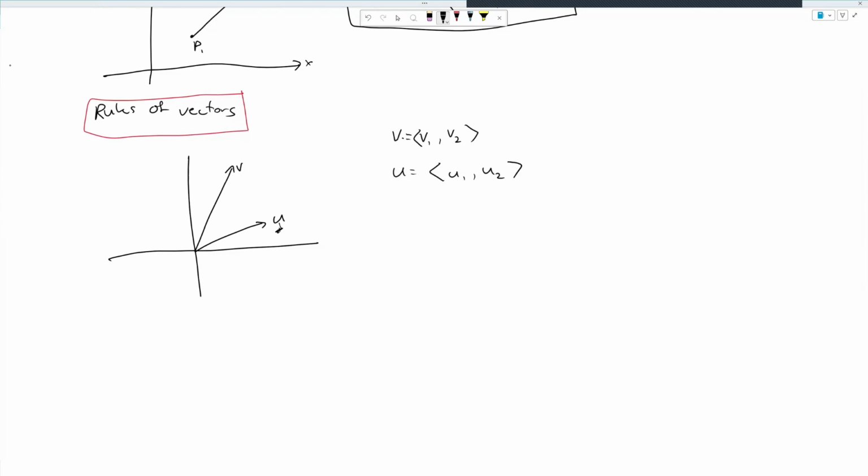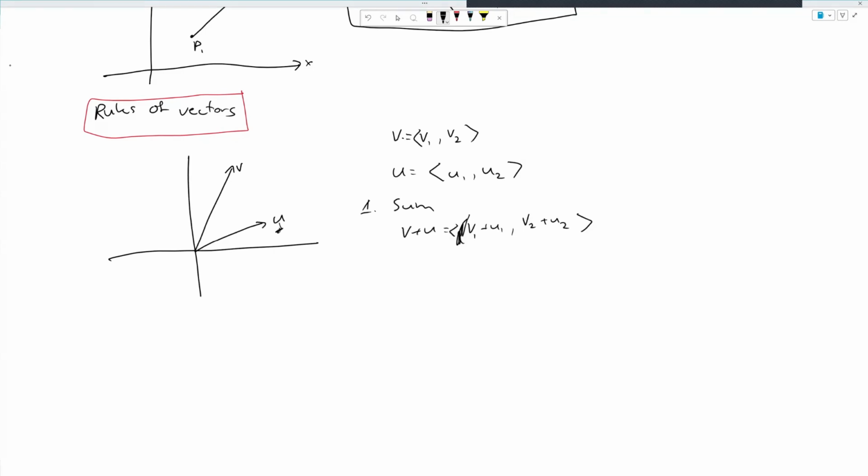Okay. First rule is the summation, which is adding vectors. The sum of V plus U is equal to, component-wise, the X values added together, and then the Y values added together. So in this case, it'd be V1 plus U1, and then V2 plus U2. Sorry, that's the wrong bracket. That should be the sharp one over here.